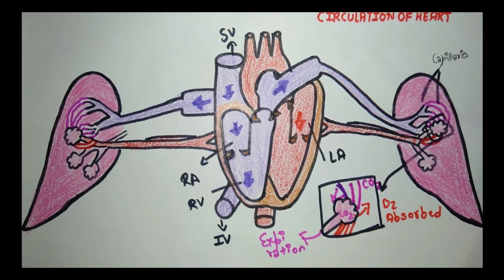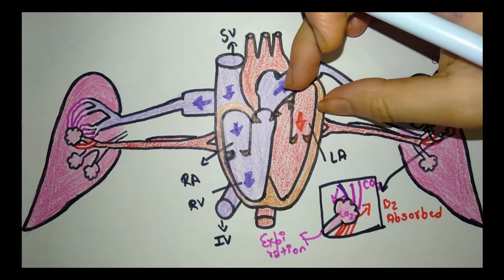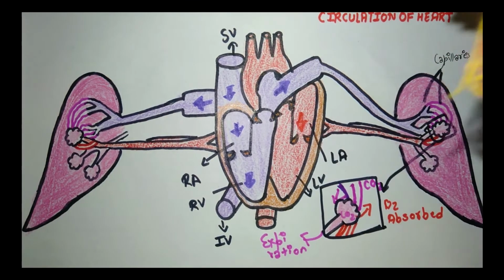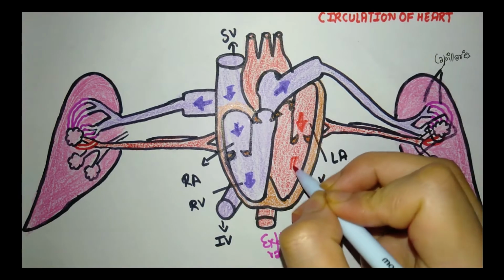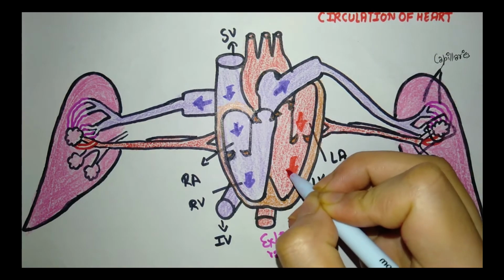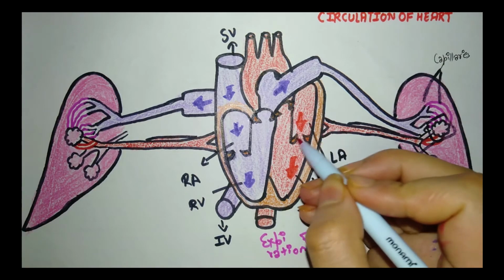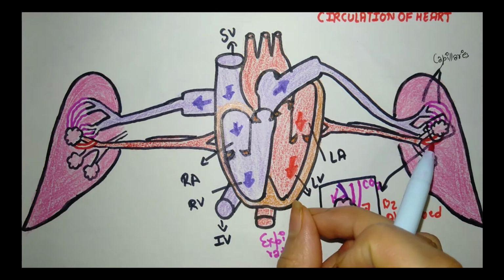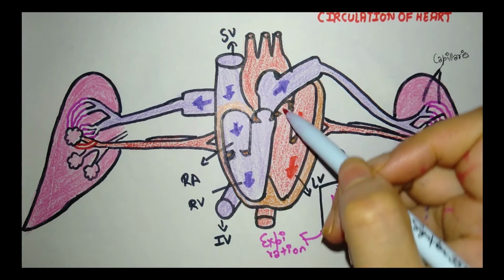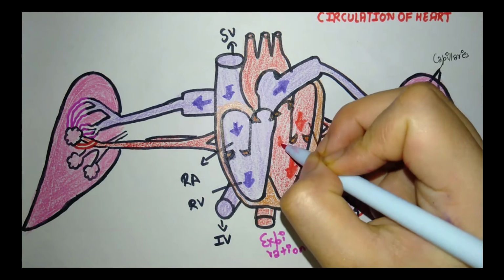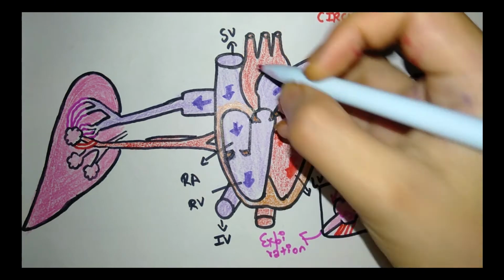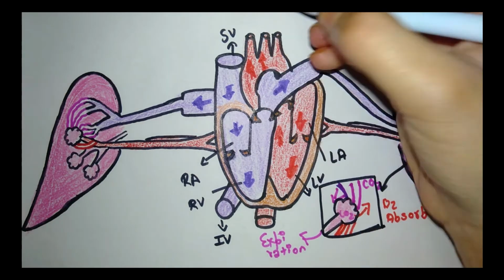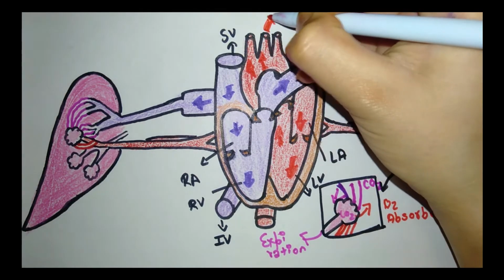Now the left atrium has the oxygenated blood, and during the atrial contraction, the blood from the left atrium will move towards the left ventricle here, due to the opening of this bicuspid valve. And from the left ventricle, during the ventricular contraction, the blood will go towards the aorta here due to the opening of this aortic valve, and from the aorta it will go towards the different branches of the aorta.